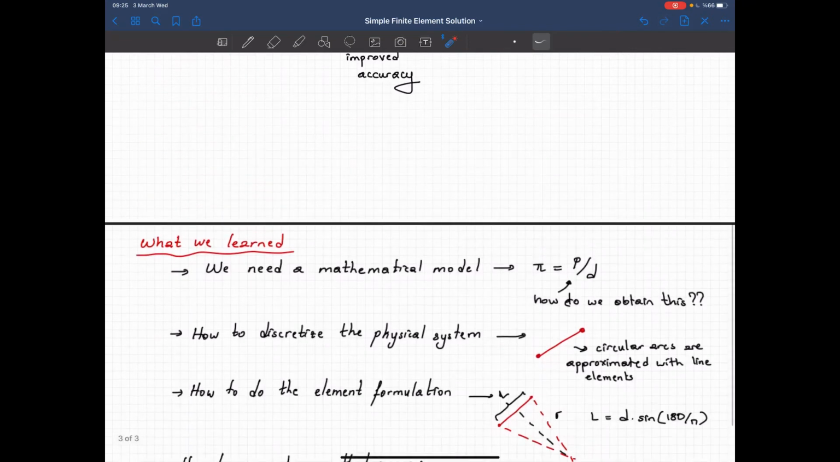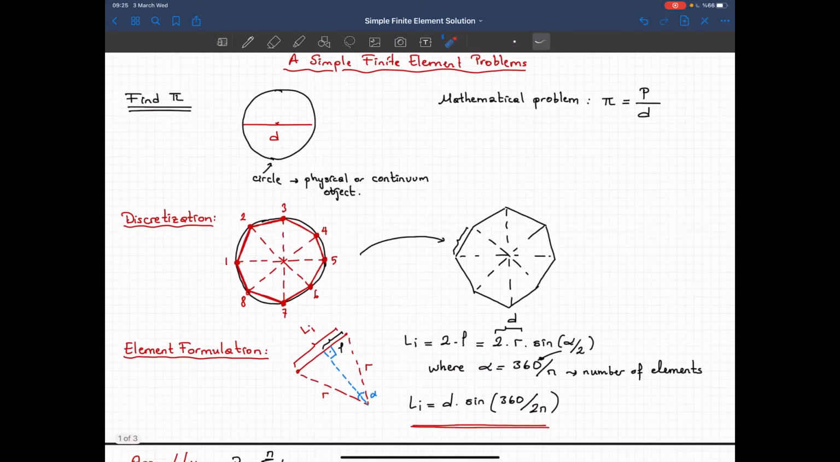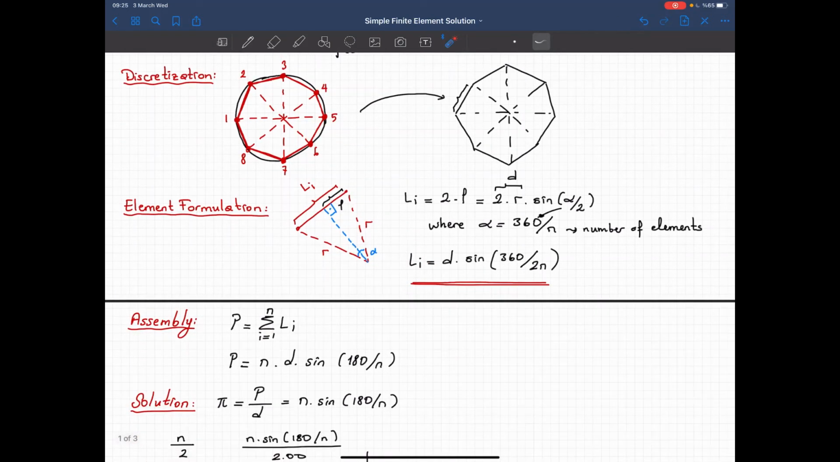The other thing that this approach showed us is the methodology, right? So we have a physical system here, and from that physical system, by using the elements that we decide to use, we determine a discrete solution. And then we did an element formulation. The element formulation gives us the parameter that we want to calculate for each element. And then we combine all these elements, which is actually the assembly step. Once you do that, you do the solution.